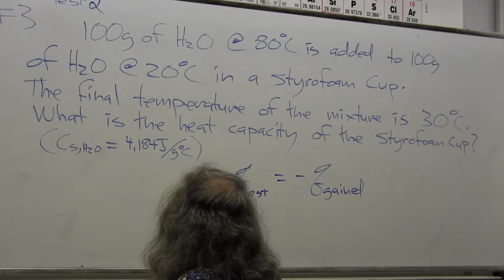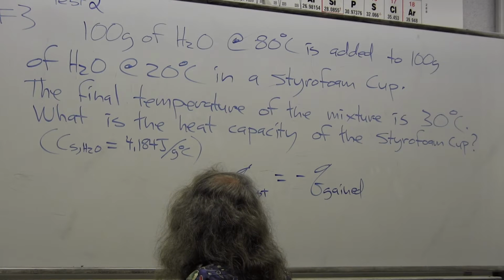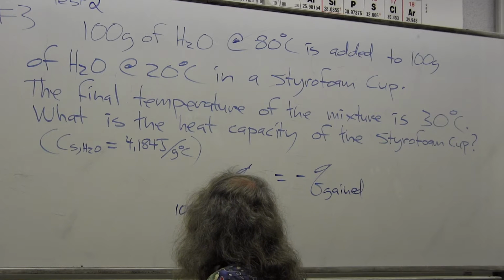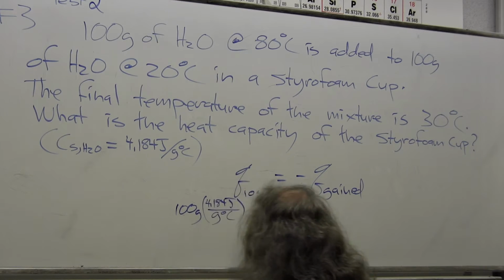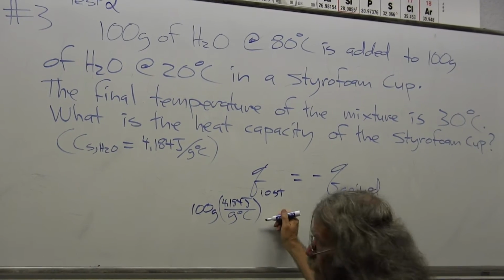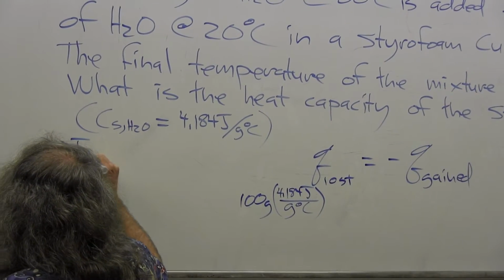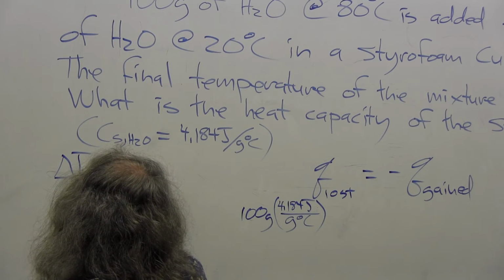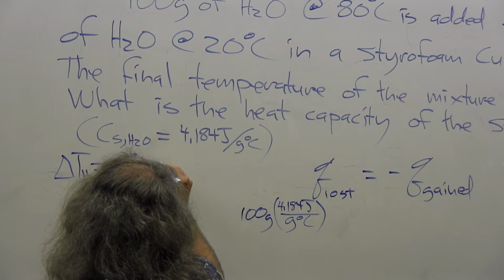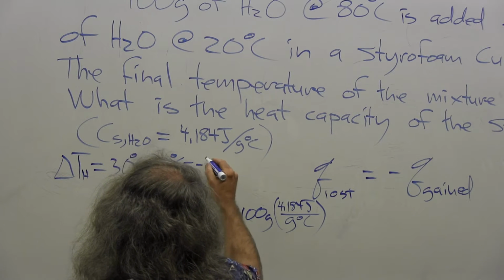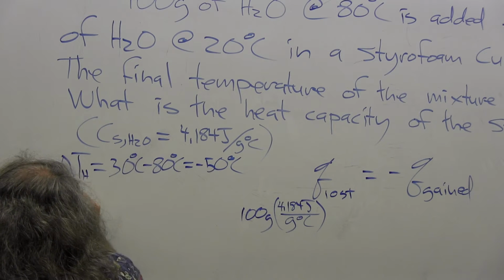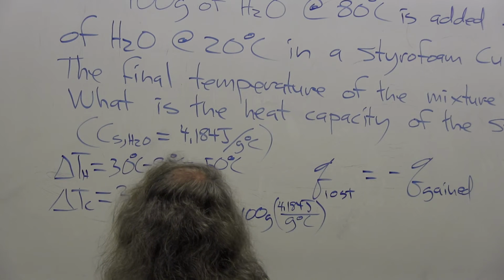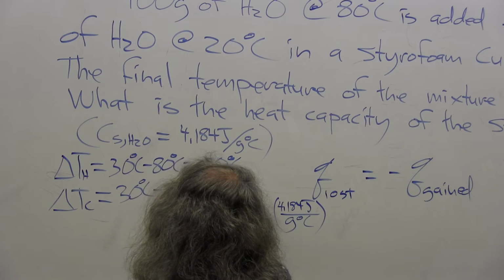And so I have 100 grams, and the specific heat is 4.184 joules per gram degree Celsius. And now, what's the temperature change? So we're going to need two temperatures. The delta T hot, in other words, the temperature change of the hot body, is equal to the final temperature, 30 degrees Celsius, minus 80 degrees Celsius, equals minus 50 degrees Celsius. And the temperature change of the cold body is 30 degrees Celsius minus 20 degrees Celsius equals 10 degrees Celsius.